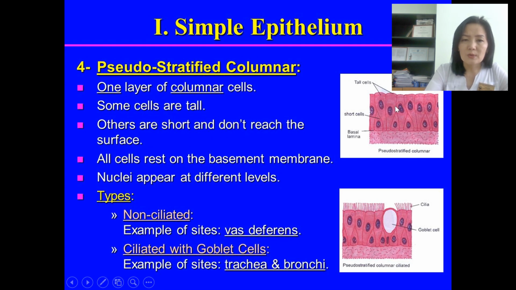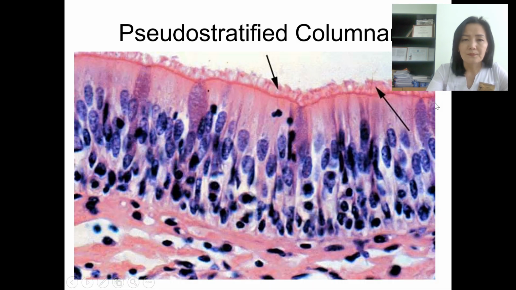But this type of pseudostratified columnar epithelium, they don't have cilia, that's why non-ciliated epithelium. Again, this is a real slide here. We can say pseudostratified ciliated columnar epithelium. Pseudostratified.